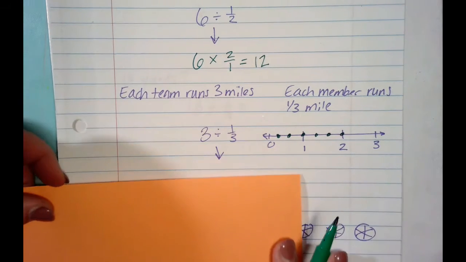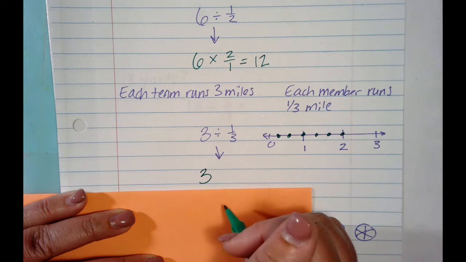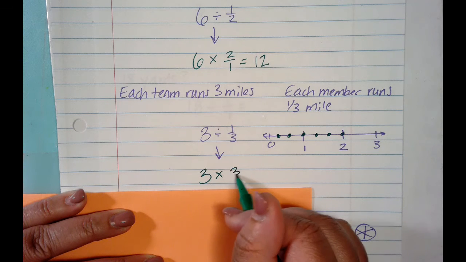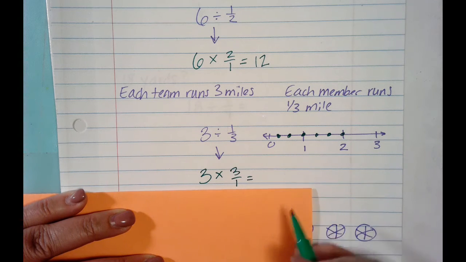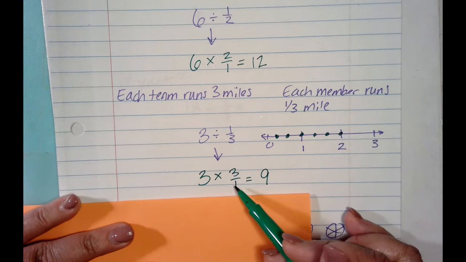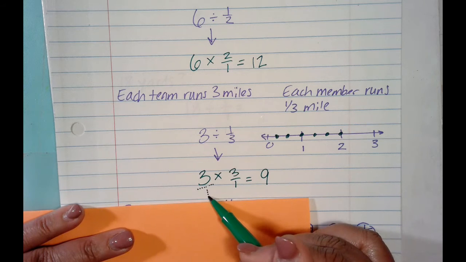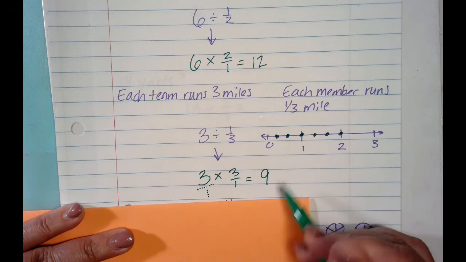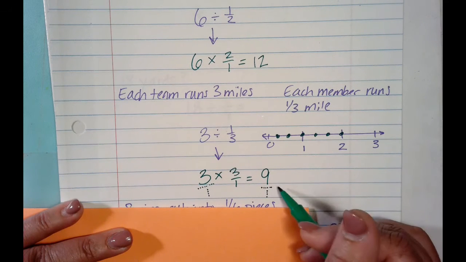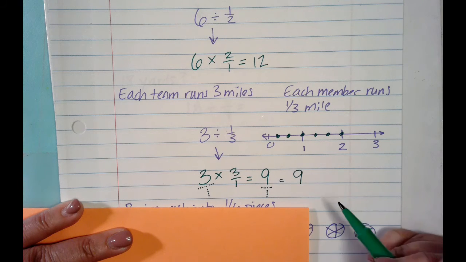So the equation is 3 divided by 1/3. We keep the first number, change the sign, find the reciprocal of the second number, and then we multiply. 3 times 3 is 9. I'm not even bothering with the denominators here because we all know that there's an invisible 1 under this 3. And if we multiply 1 times 1, we get an invisible 1 under this 9. And 9 over 1, or any fraction with a 1 on the bottom, equals that whole number.